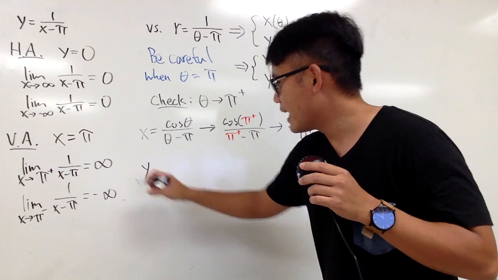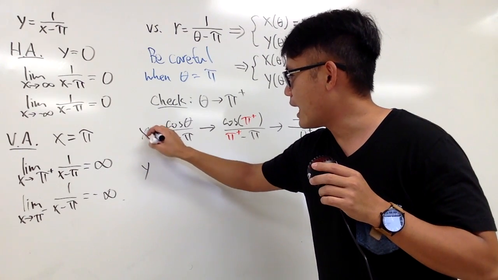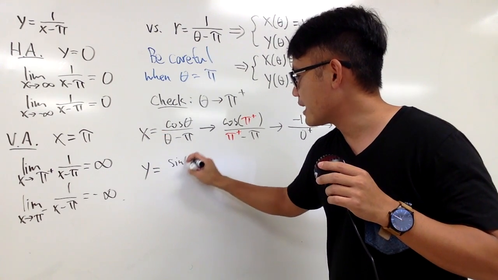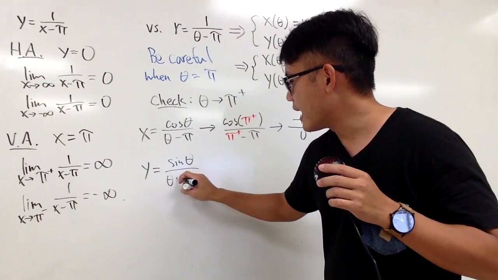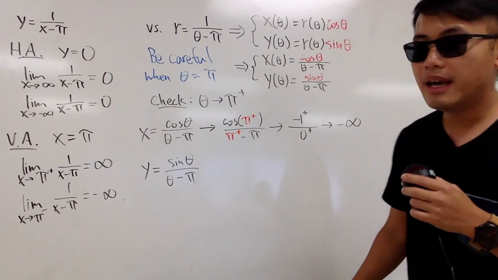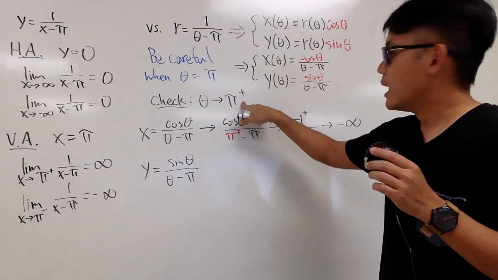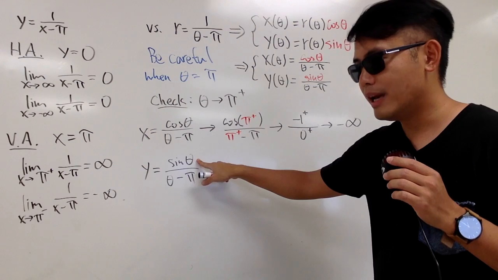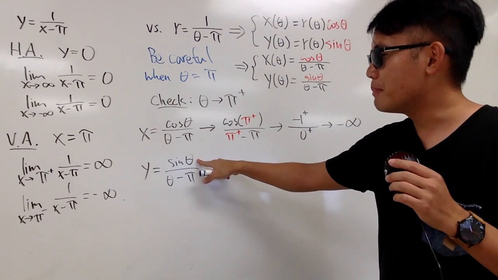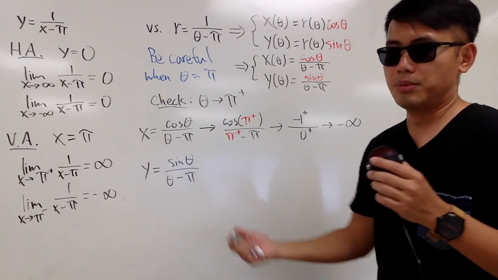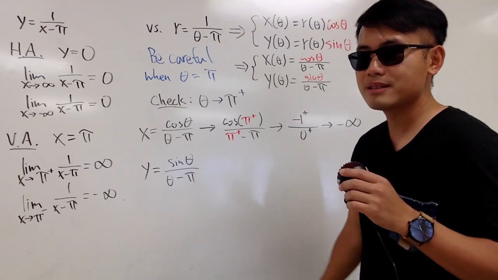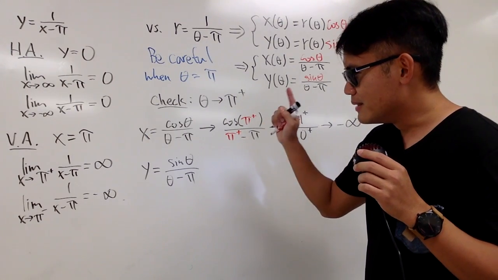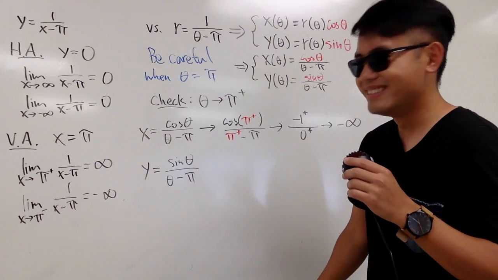Anyway, in the meantime, I will also take a look at y, which is sine theta over theta minus pi. And let's do this in your head real quick. Plug pi plus into here, sine pi is 0, and when you have sine pi plus, it's still 0 plus. And on the bottom, you also get 0 plus. Anyway, that's a 0 over 0 situation.